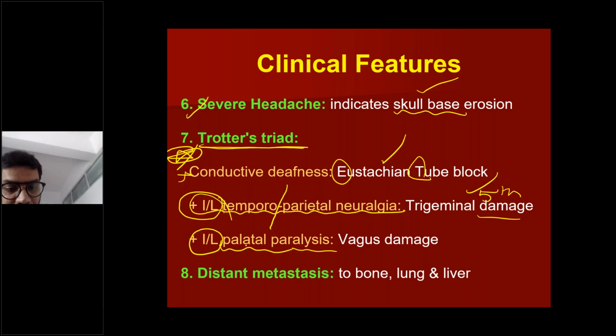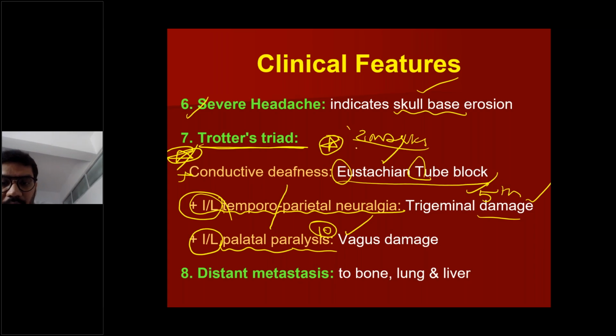And ipsilateral palatal paralysis is tenth cranial nerve involvement. Remember, 5 is involved, 10 is involved, and eustachian tube block. That is what Trotter's triad is. It is very important for 2 marks. Please note it down. Everybody should answer this. Trotter's triad is ipsilateral temporoparietal neuralgia, palatal paralysis, and eustachian tube block.